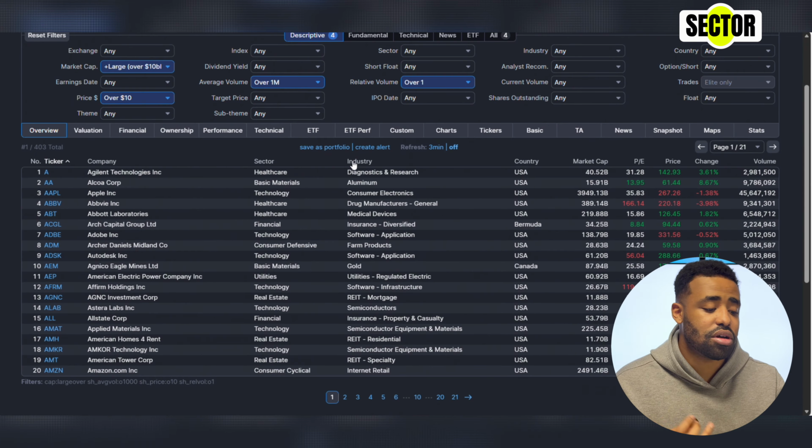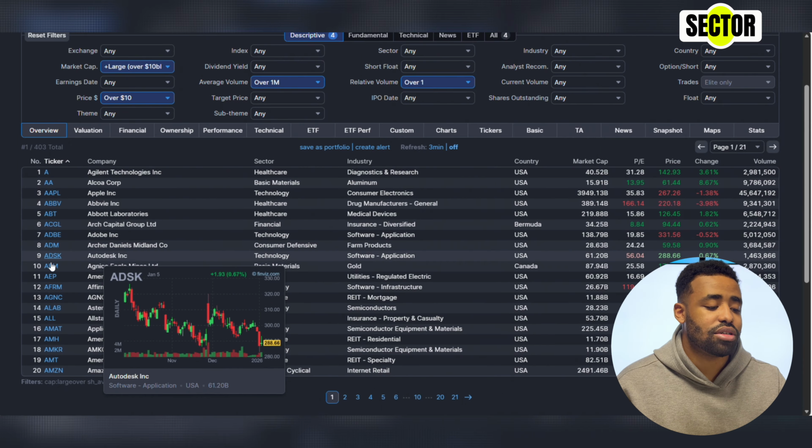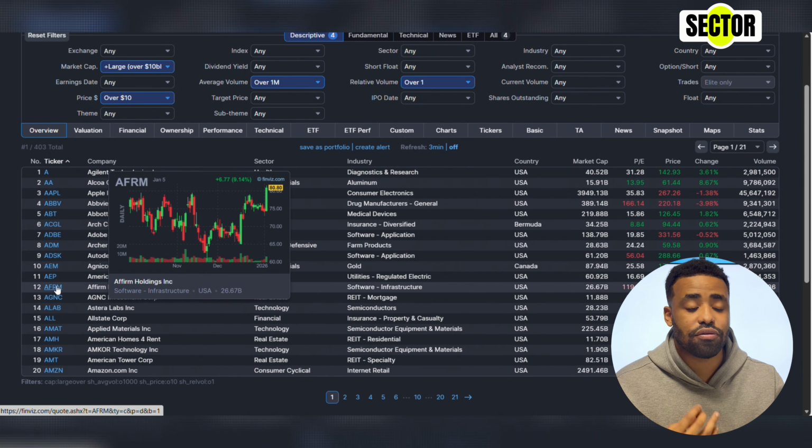So by the time I'm done with these filters, I'm not staring at 100 stocks. I'm looking at a short list of names that already meet the basic requirements for a swing trade. Now enough talking, let's get to the chart.